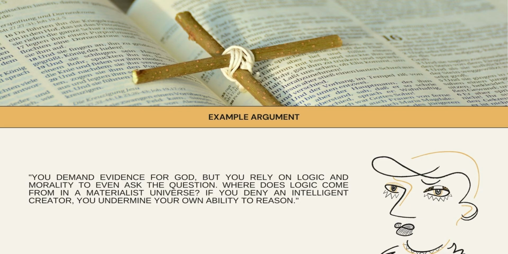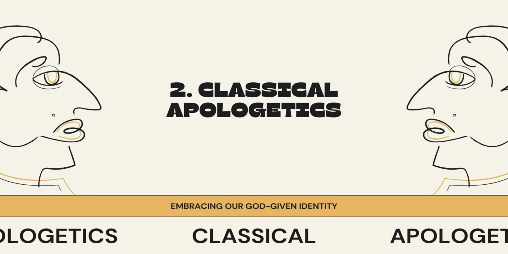So an example argument of this is you demand evidence for God, but you rely on logic and morality to even ask the question, where does logic come from in a materialist universe? If you deny an intelligent creator, you undermine your own ability to reason. John Lennox, of all people, who is a very heavy evidentialist, uses this very argument. He says you can't even argue and trust what is in your brain if you don't believe that an intelligent mind is behind it, because if nothing intelligent created your mind, then your mind cannot be trusted. It's a very, very powerful argument, in my opinion.